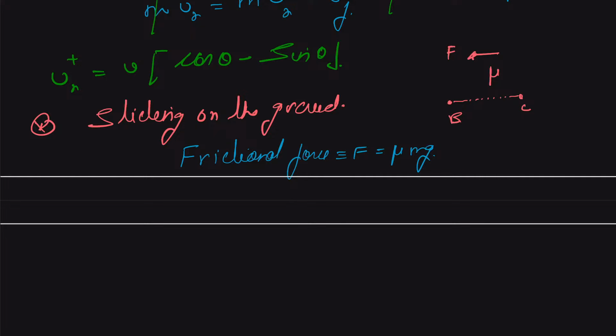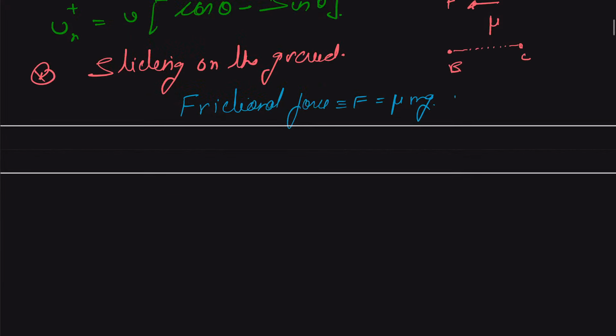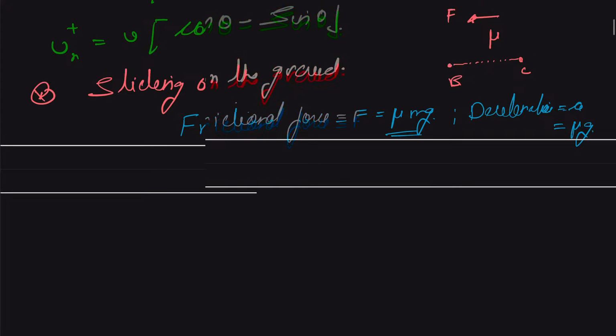And obviously it is a deceleration because ultimately it's going to stop. Okay, so we can say that our deceleration, if represented as a, will be equal to mu times g. This we can easily see from this relationship, because force is equal to mass times acceleration. And we can find out the final velocity.